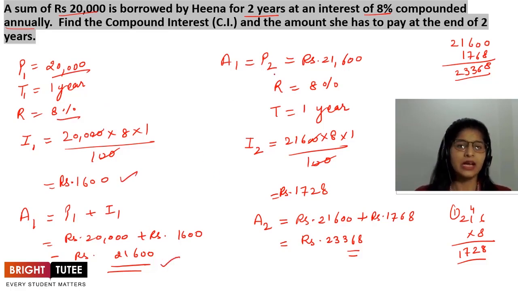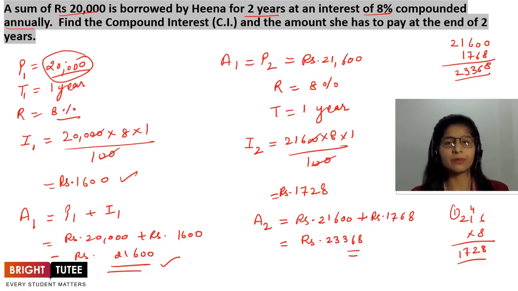This will be the same thing. Now P2 will also remain 20,000 only. In case of simple interest, we don't change the principal. It remains the same for all the years, whatever number of years is given in the question.